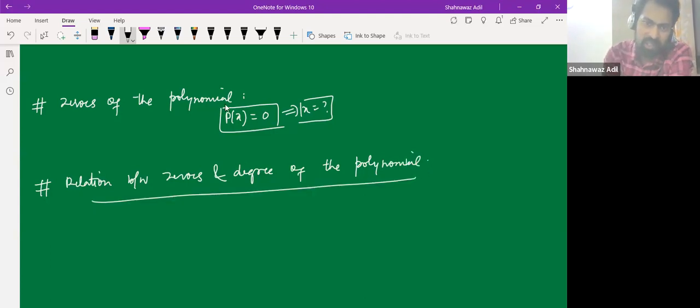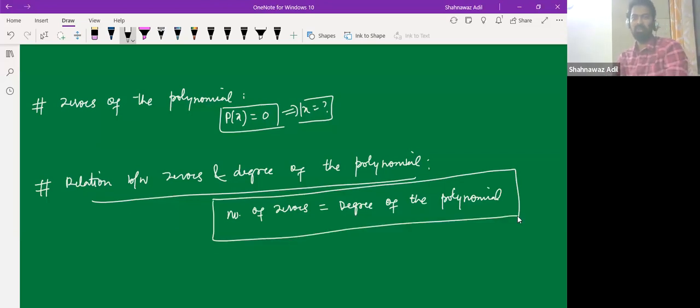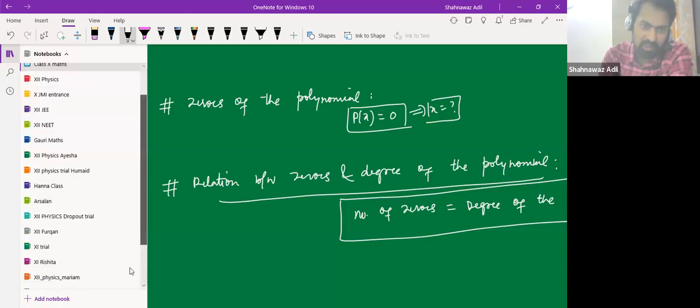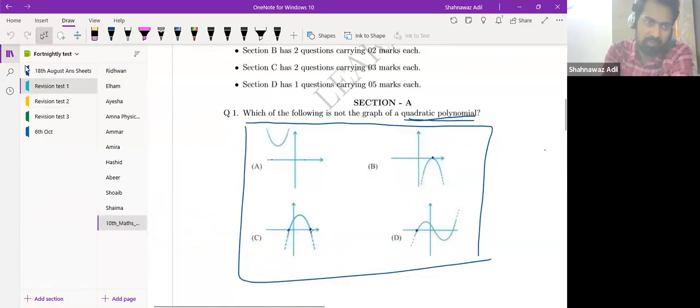The degree of the polynomial gives the maximum number of zeros. So the number of zeros is at most equal to the degree of the polynomial. And this question came in your exam, when you guys were taking that fortnightly or revision test.